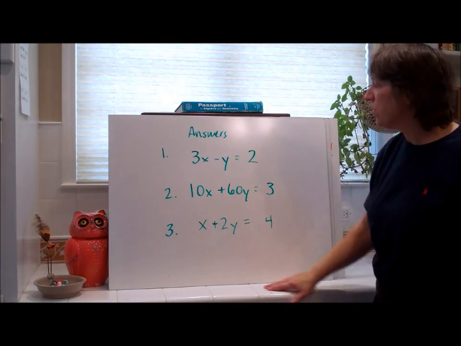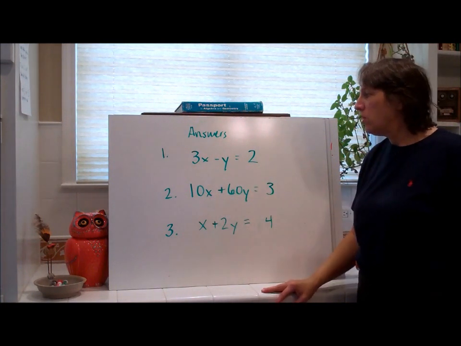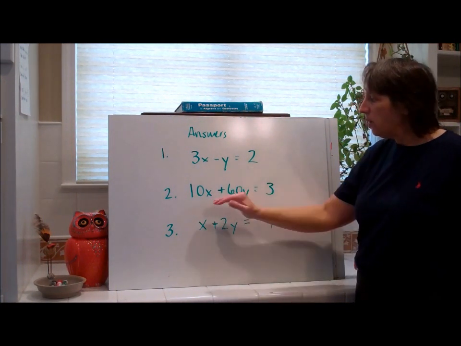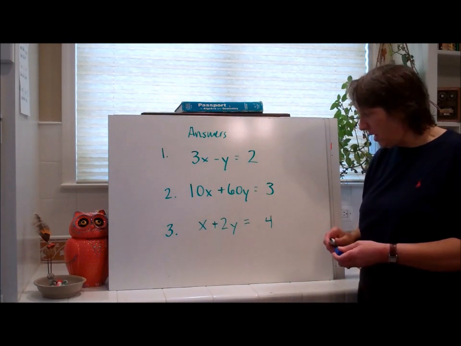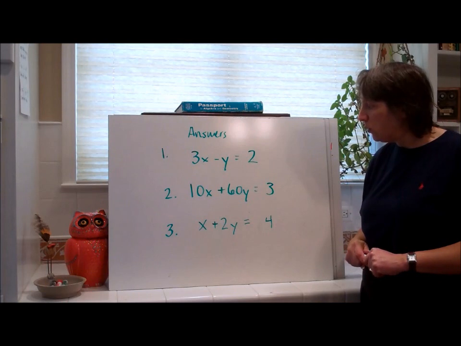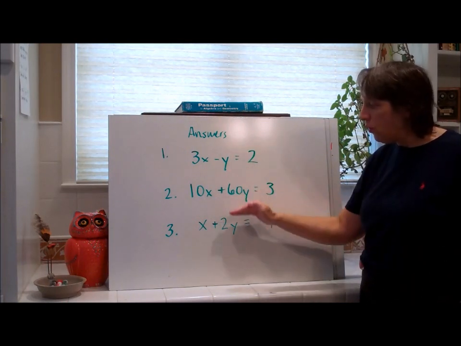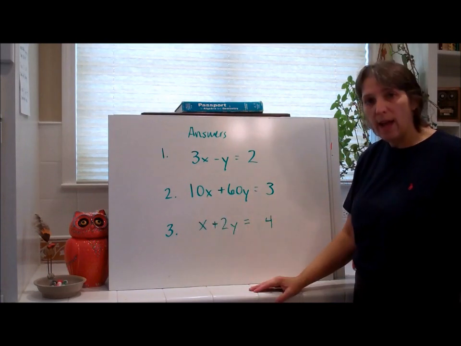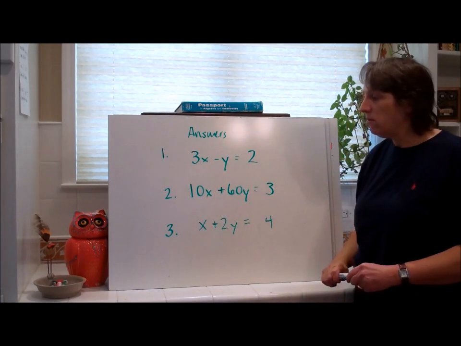Here are your answers. The first one, you should have gotten 3x minus y equals 2. The second one, 10x plus 60y equals 3. And the third one, x plus 2y equals 4. There are no fractions in any of these, and the coefficient of the x or the a, they're all positive.